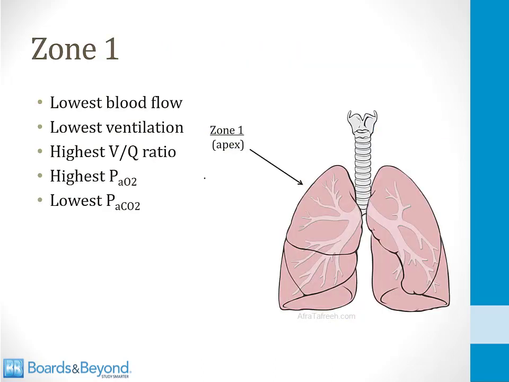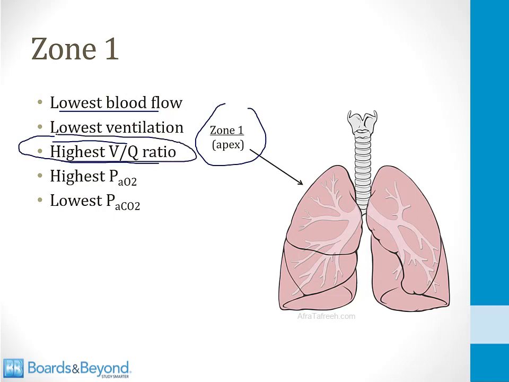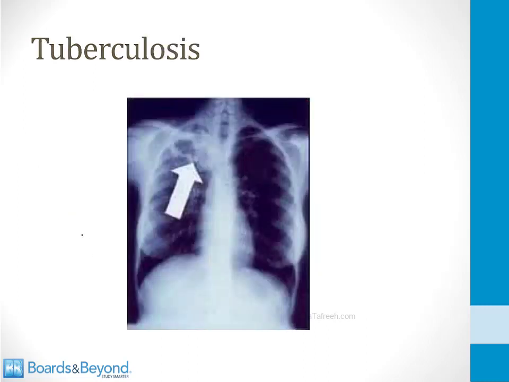So let me emphasize a couple important points about zone 1, which is the apex of the lung. It has the lowest blood flow and the lowest ventilation, but the highest VQ ratio. And because the VQ ratio is so high, gas exchange is excellent here, and we have the highest PaO2 and the lowest PaCO2. And because the PaO2 is so high in the apex of the lungs, bacteria that like oxygen, like tuberculosis, often develop infection in this portion. This is someone who has a cavitary tuberculosis lesion at the apex of the right lung, and tuberculosis loves to infect this location because of the high VQ ratio and the high PaO2.